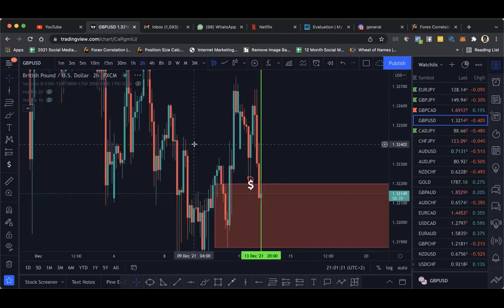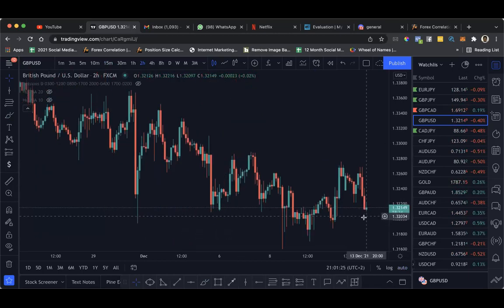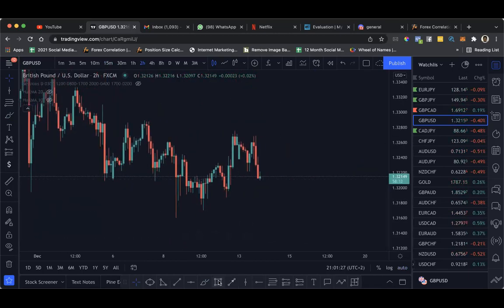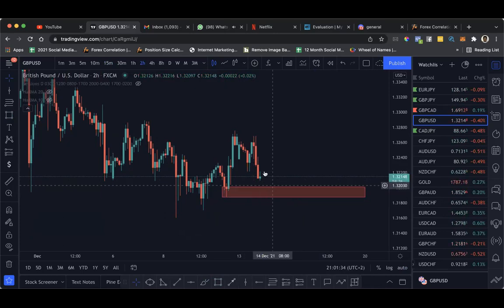So let's use that 2-hour demand zone and then wait for price to come back down into this demand level here. So if price comes back to this zone, we should have a very clear order block. So let me put this. So this is also on our watch list for the week.